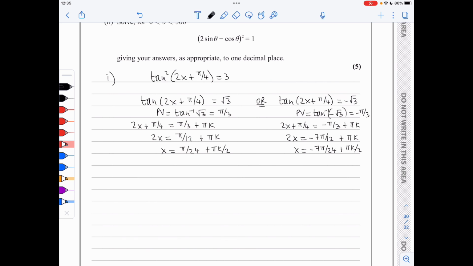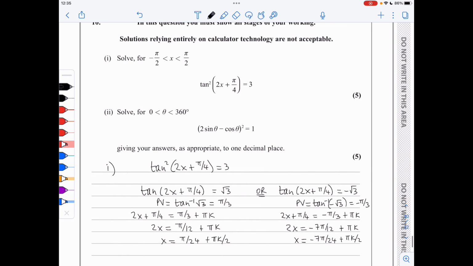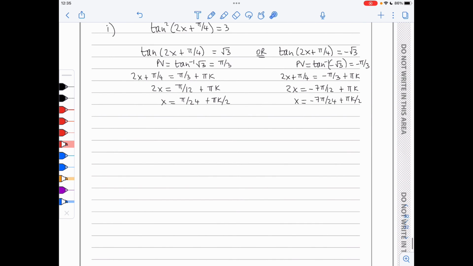I am now ready to start generating solutions for x between -pi/2 and pi/2. If I put k to be 0, I get pi/24 and then -7 pi/24. If I put k to be -1 here, I will get minus 11 pi/24. And if I put k to be 1 in the second equation, I'll get 5 pi/24. There's a total of 4 solutions within the required range.